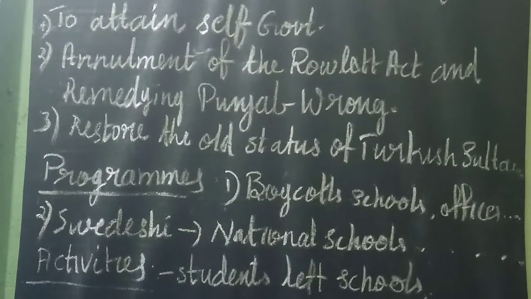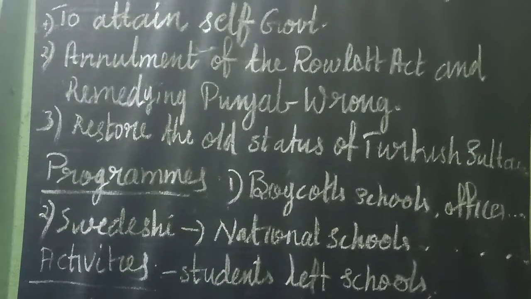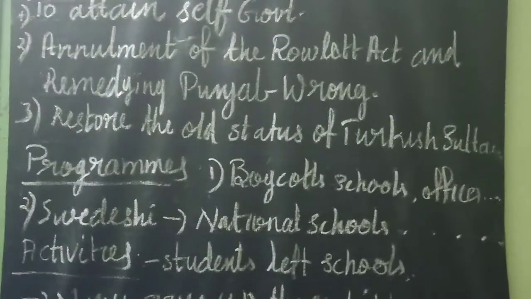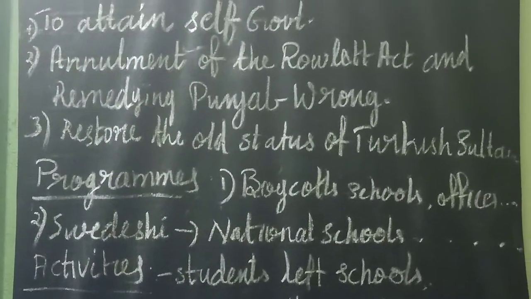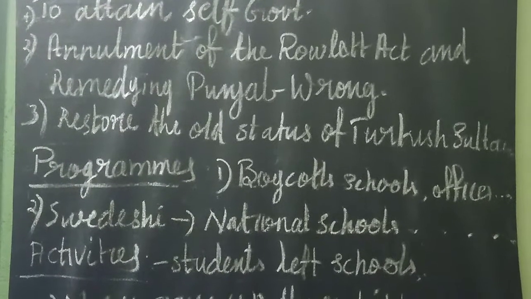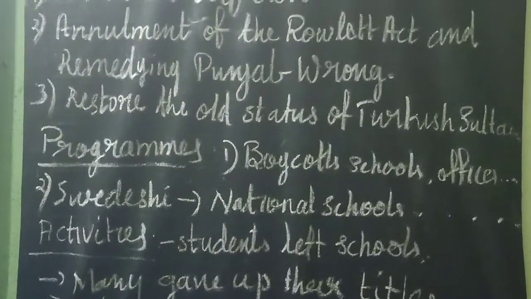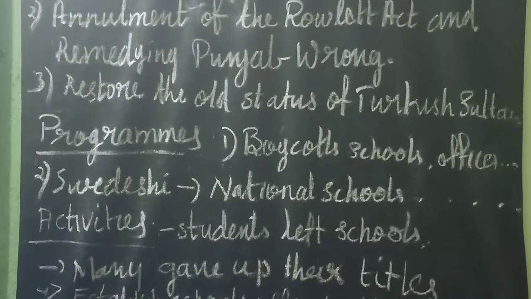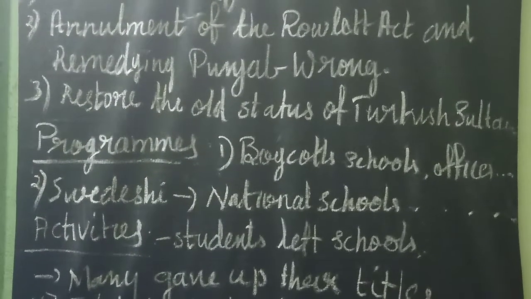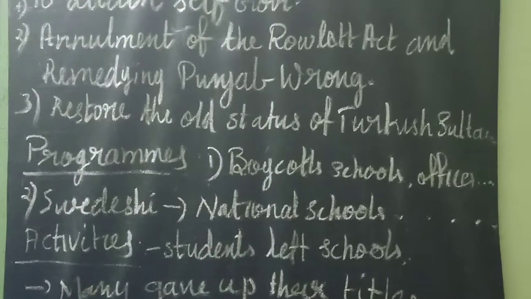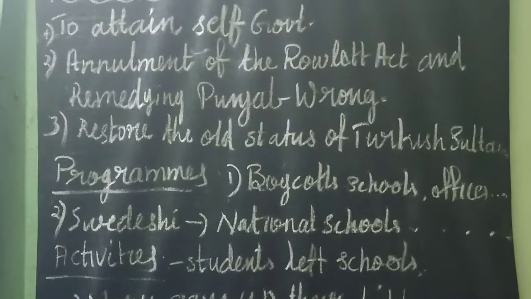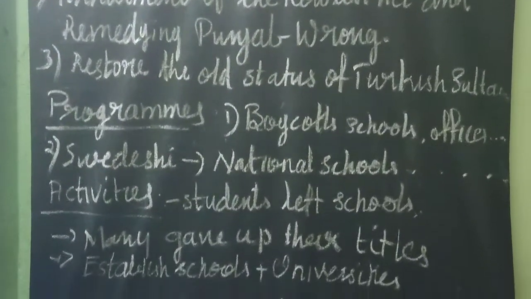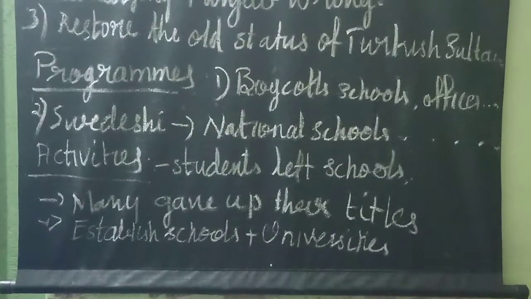So these are the three objectives: to attain self-government within the British Empire or outside if necessary. Secondly, the Britishers should feel sorry about these two incidents, the Rowlatt Act and the Punjab wrong. They should express their regret, feeling sorry for what happened in Punjab as well as the Rowlatt Act incident. Thirdly, they should also remedy the Khilafat wrong and restore the old status of the Sultan of Turkey. Okay.